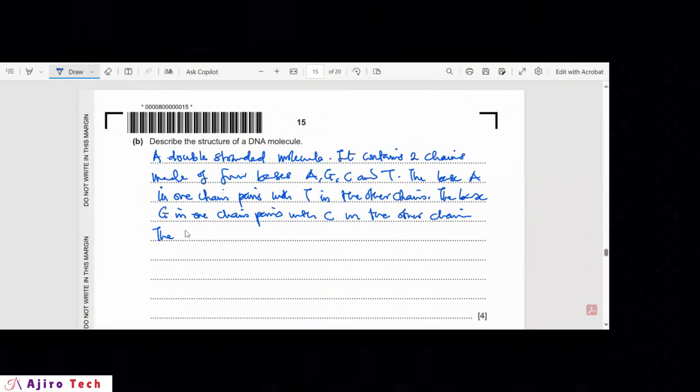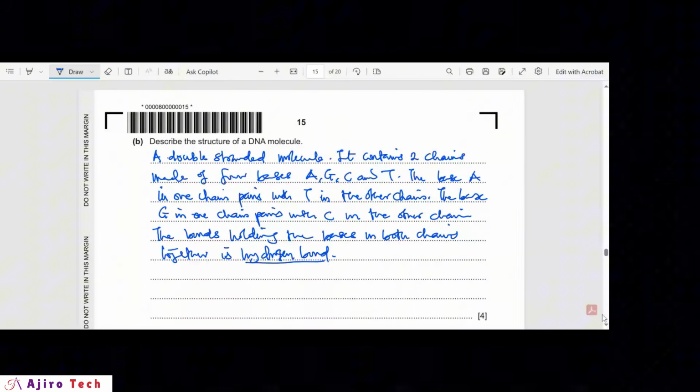The point holding the bases in both chains together is hydrogen bond. Hydrogen bond.